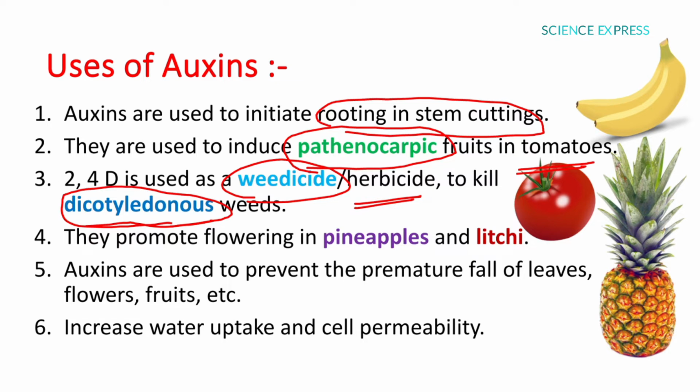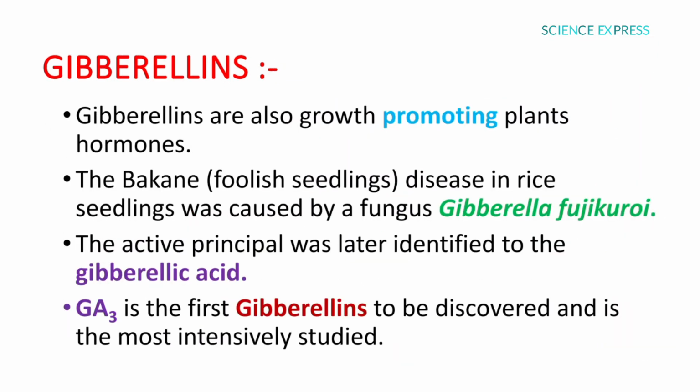Auxins promote flowering in pineapple and lychee. Auxin is used to prevent premature fall of leaves, flowers and fruits. It also increases water uptake and cell permeability. These are the main functions of auxins.